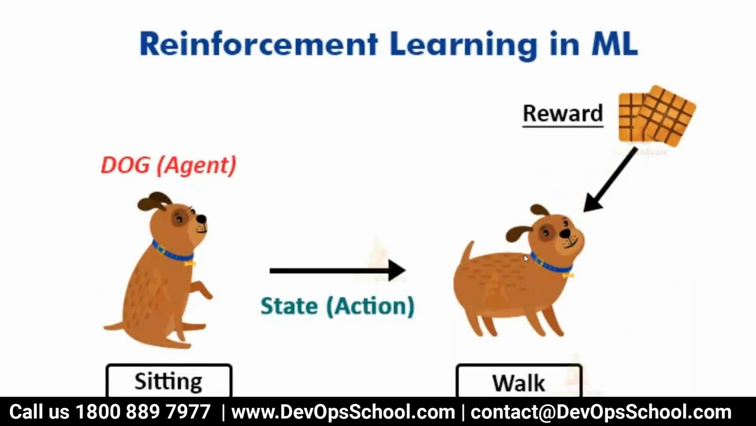So again, you see that dog, which is the agent, sitting. State, action, he started walking. Here what the agent is learning is: if you sit, you get nothing; if you walk, you get a reward, some biscuits or something. So the agent will do more walking, and that is the learning. That means the agent has learned that if you sit you get nothing, but if you walk you get a certain reward, some output, some good result. That is the way you keep training the agent, in this visualization, you can say computer and some programs.